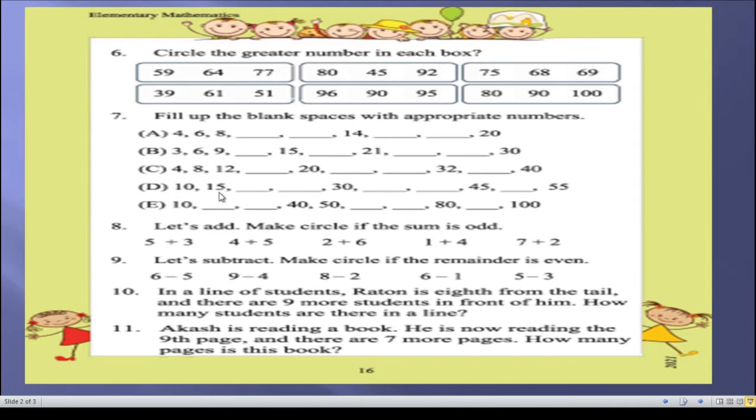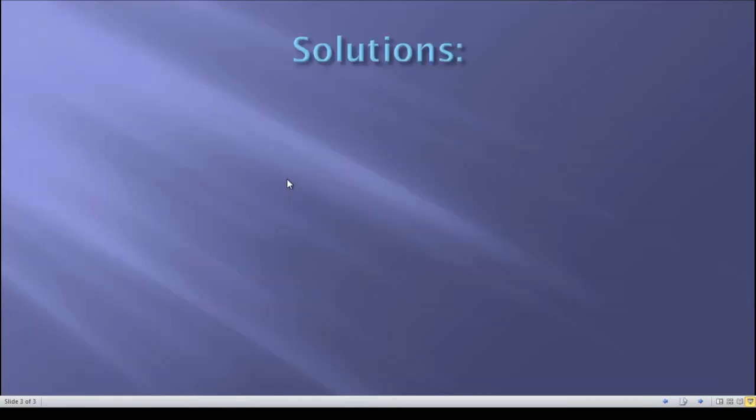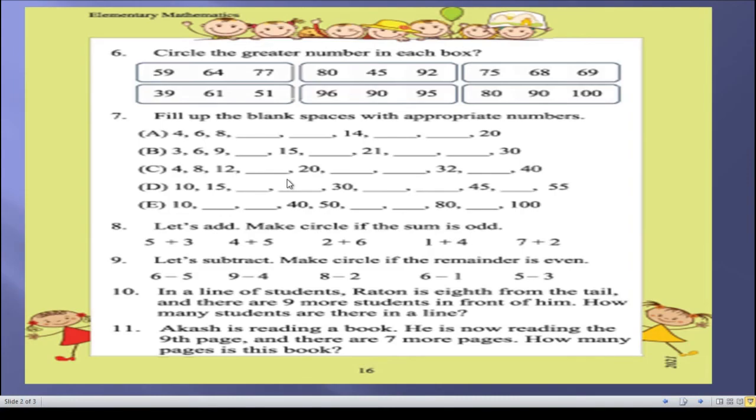Then 15 plus 5 is equal to what? 15 plus 5 is equal to 20, and you should write 20 in this gap. 20 plus 5 is equal to what? 20 plus 5 is equal to 25, and that is why you should fill this gap with 25. If we add 5 to this 25, then we can find 30. 30 plus 5 is equal to 35, and we should fill this gap with 35.